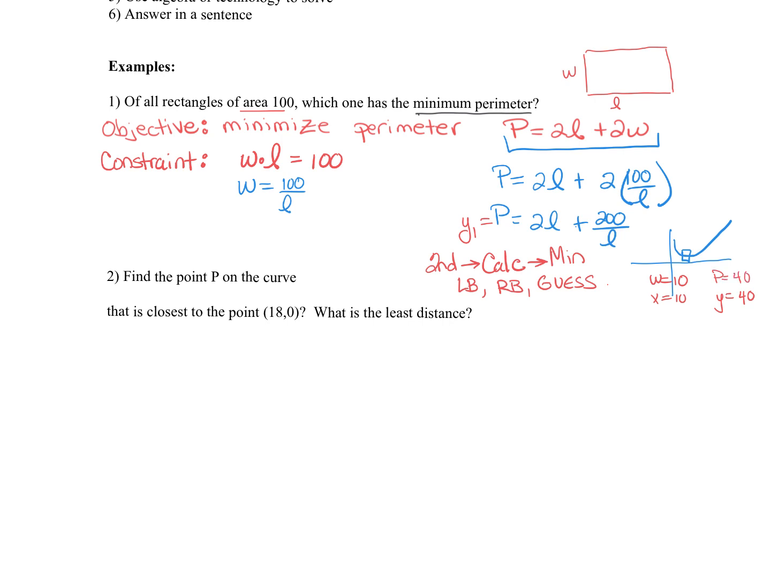So the minimum perimeter, the rectangle with dimensions 10, so that's 10 for the width, and then the length is 100 divided by 10, so 10 by 10 will have minimum perimeter.